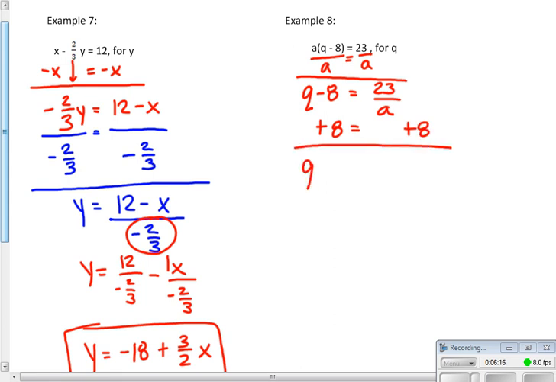And we get q equals, now here's our fraction, 23 over a, we don't know what that is, so we need to add 8. Now we can't say add 23 and 8 together. Reason being is right here. We don't have a common denominator. So we have 23 over a plus 8. This concludes lesson 7, literal equations.